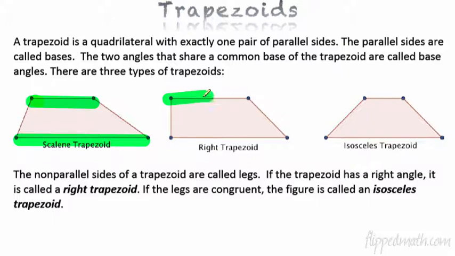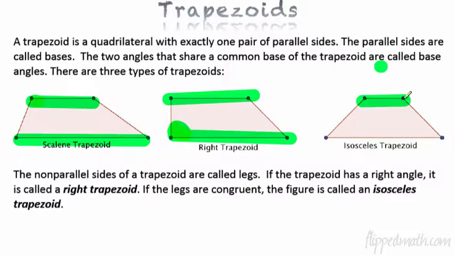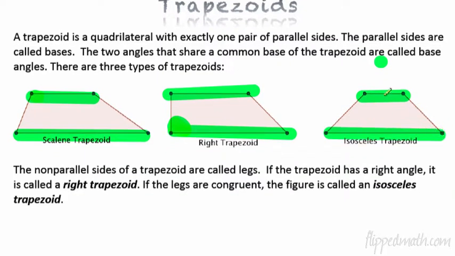A right trapezoid has a right angle. In this case, it's down here in the bottom left. Here are the parallel sides. And an isosceles trapezoid, just like an isosceles triangle, has one pair of parallel sides, and the other 2 sides are called legs. An isosceles trapezoid has 2 congruent legs.